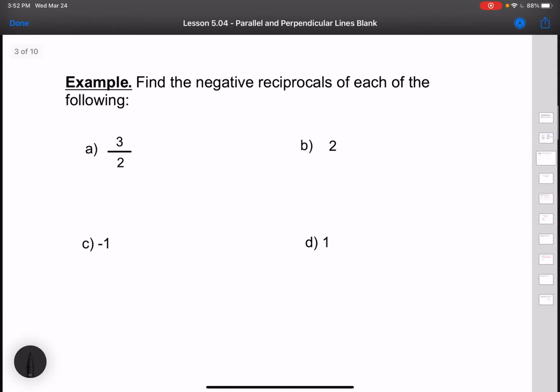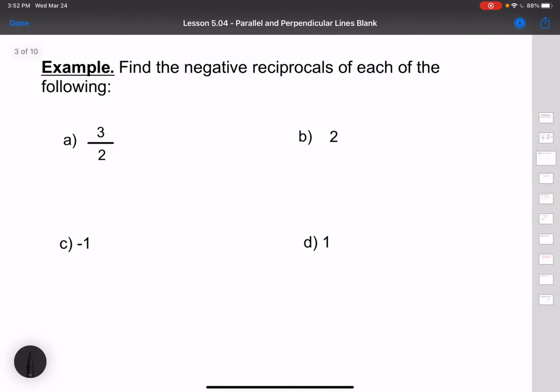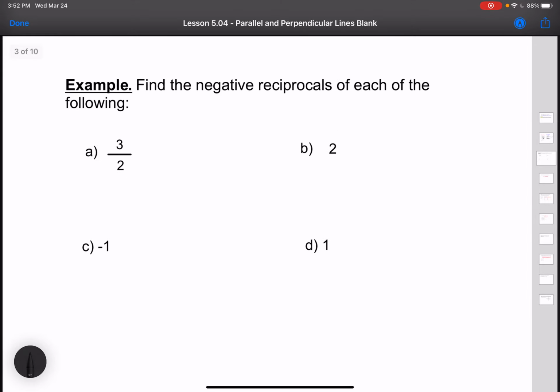Okay, so let's practice finding negative reciprocals. We have to think back to fractions. First of all, what is a reciprocal? And then what does it mean to be a negative reciprocal? Remember, from fractions, a reciprocal is just flipping the fraction. So if we have 3/2, that becomes 2/3. But we also need to make it negative, so that would become -2/3.